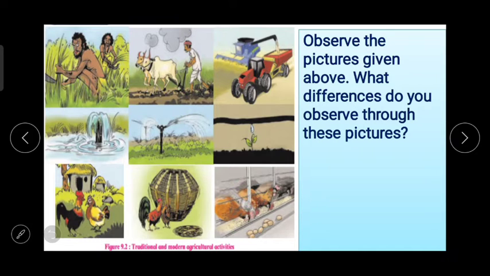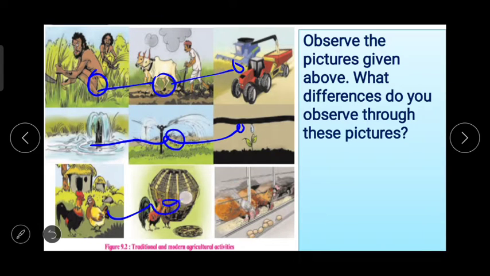Now if we observe this figure, what you people have to do is observe the pictures, and what differences do you observe through these pictures. Difference क्या दिख रहा है? What changes have taken place in traditional agricultural practices? For example, this one to this one to this one, from this to this, and from this to this, again from this to this and this to this. All together we have 9 pictures, and in 9 pictures we are seeing the steps.